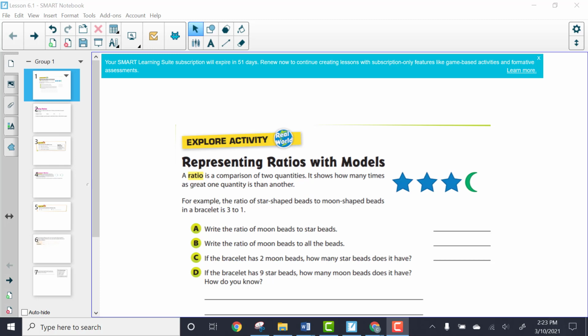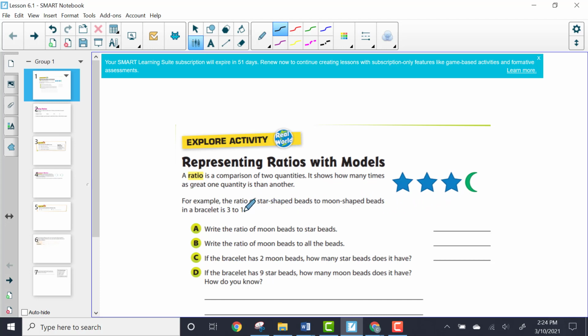And I know ratios is something that you've talked about before in previous grades, but we're going to quickly go over it here. It says a ratio is a comparison of two quantities. Okay, when we talk about quantities, that's number of items of something. Two quantities, it shows how many times as great one quantity is than the other. So when we're taking a look at the stars and the moon, the ratio of star-shaped beads to moon-shaped beads in a bracelet here is 3:1.